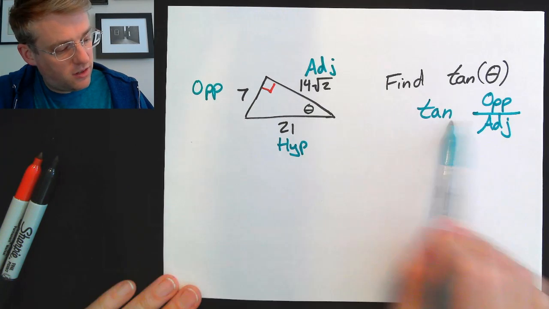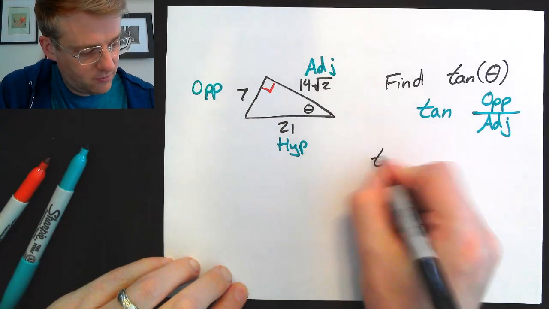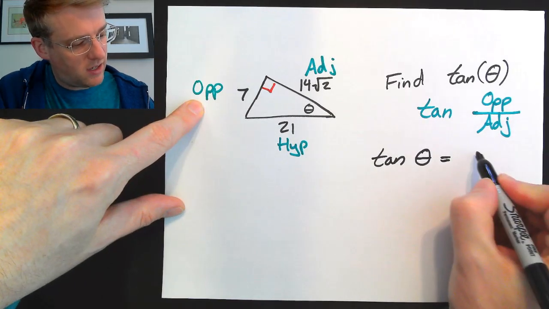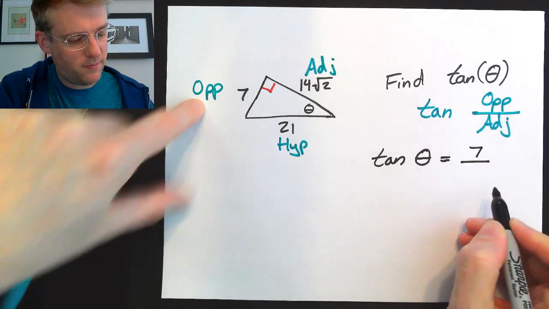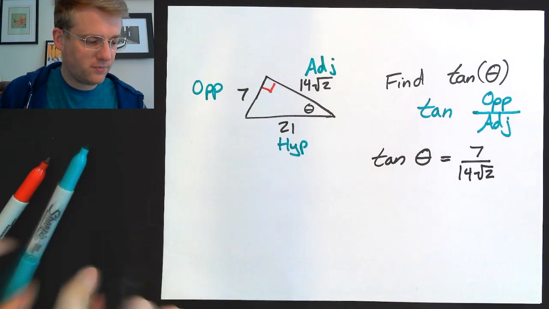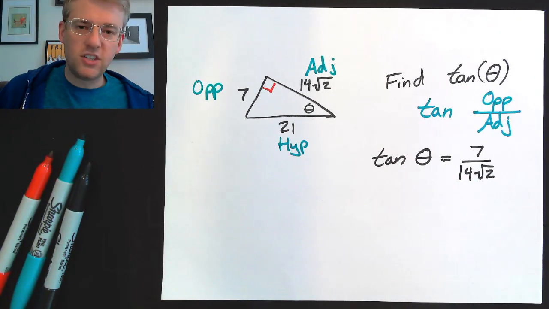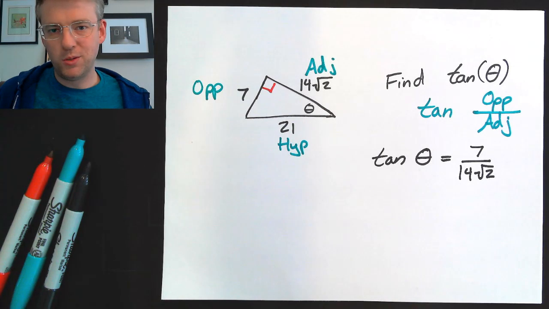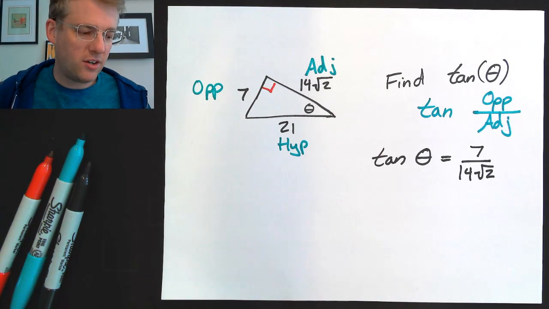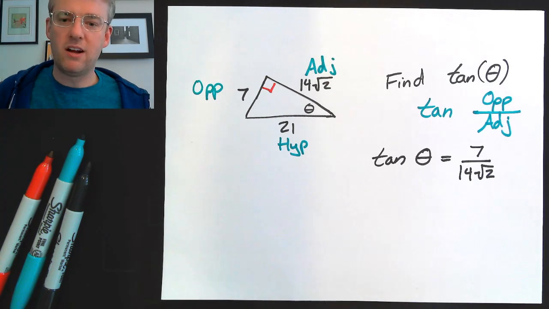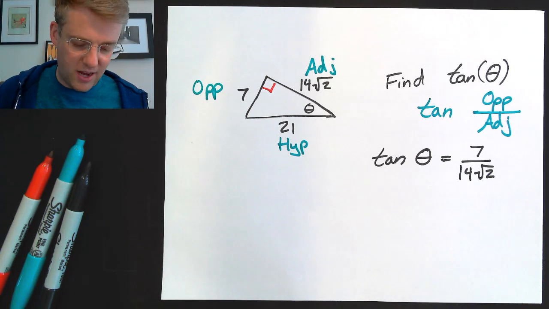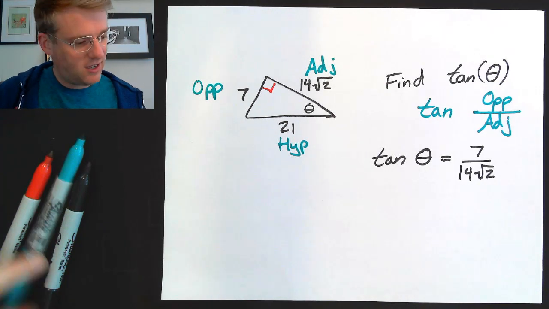So the tangent is 7 over 14 radical 2. This is an okay answer. If you put it into the Google form in this format, I would say, okay, you know how to do the tangent ratio. You've met our benchmark 5 requirement. It's not great because it's not a reduced fraction.